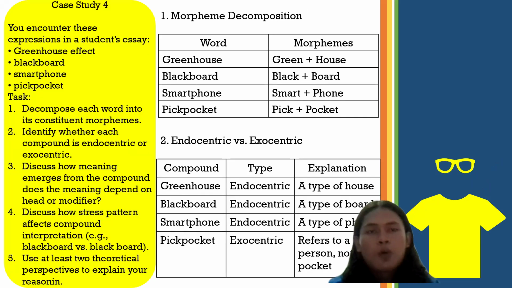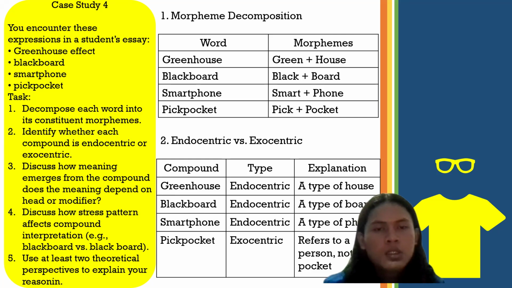Next, case study 4. In the first is morpheme decomposition. The first word is greenhouse, and the morphemes are green plus house. The next word is blackboard. The morphemes are black plus board. And the next word is smartphone, and the morphemes are smart plus phone. And the last word is pickpocket, and the morphemes are pick plus pocket.